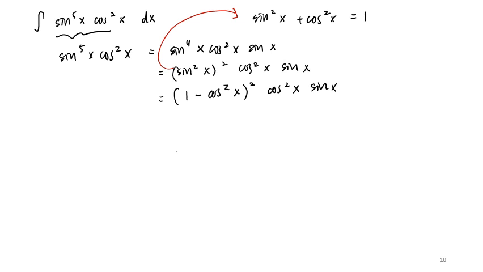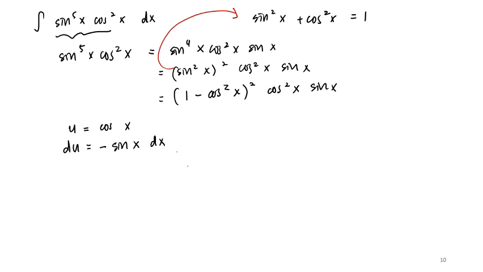So now let's use the u substitution. This takes a lot of practice. Maybe it's not as intuitive when you first come across it or when you haven't been doing it for a long time, but it just takes practice. So let's put u equal to cos x. So du is equal to negative sine x dx.